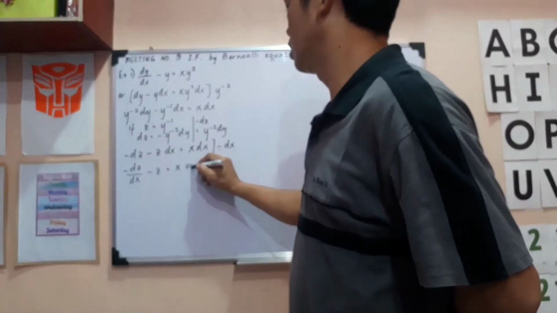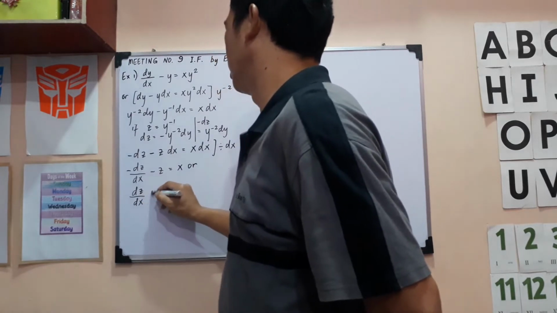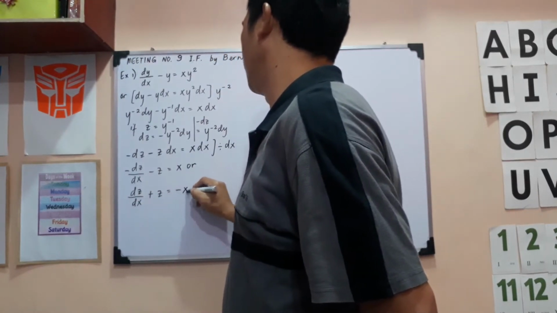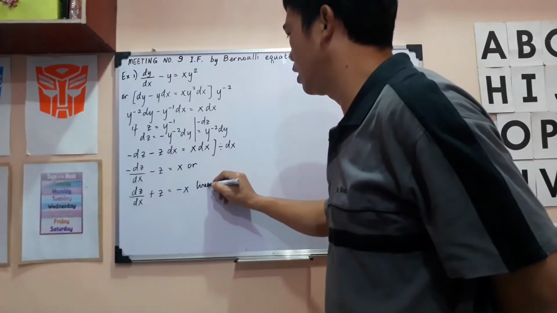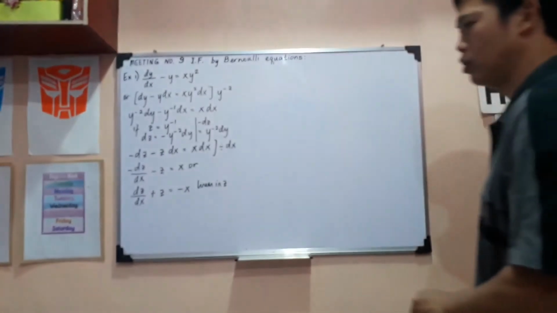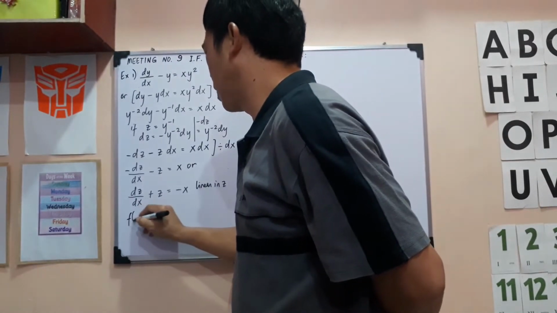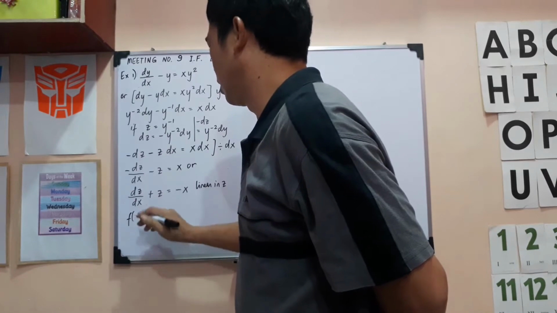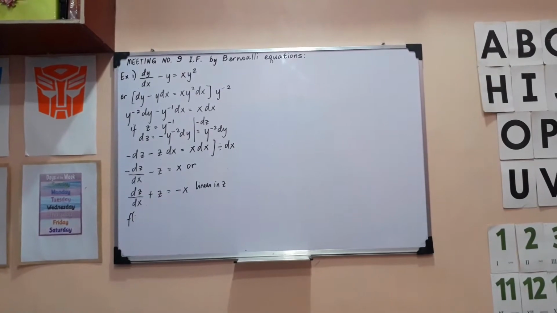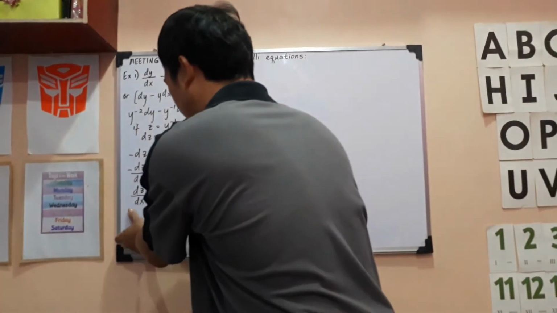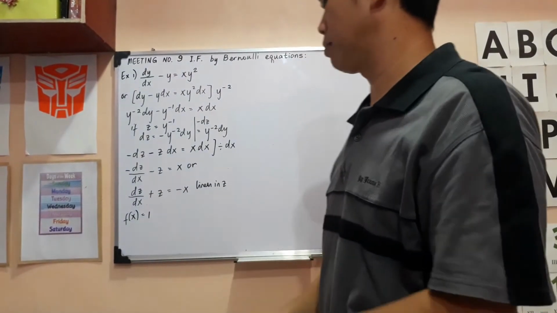Or, we have dz, let's make it positive, plus z is equal to negative x. So I just swapped the signs. No problem with that. So, this is now linear in z. So what do we do again? When it is linear in z, we get the coefficient as a function of x. Okay, pause first. Let's continue. So, as a function of x is equal to 1, because 1 is the coefficient.